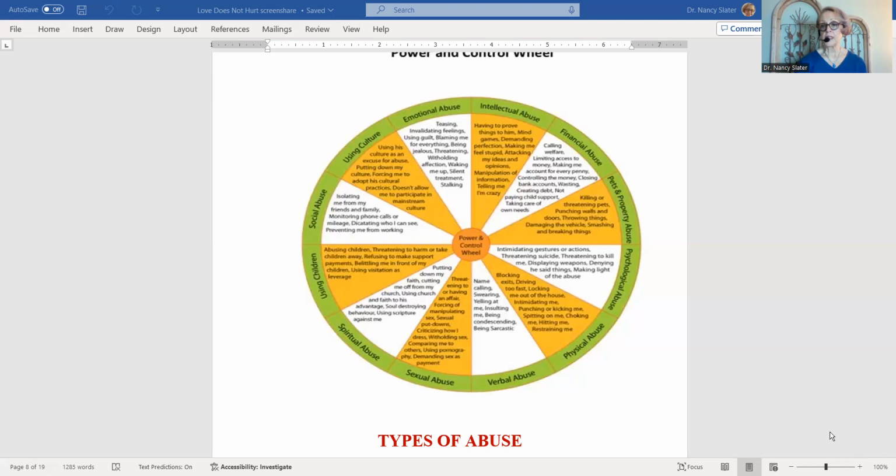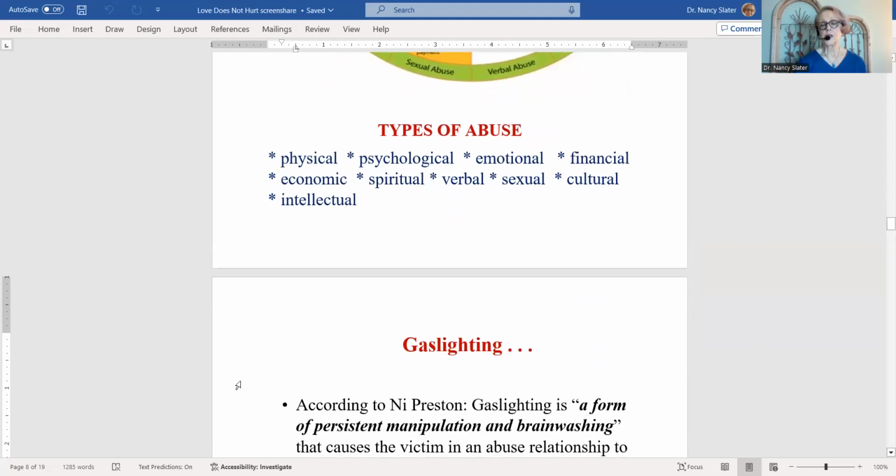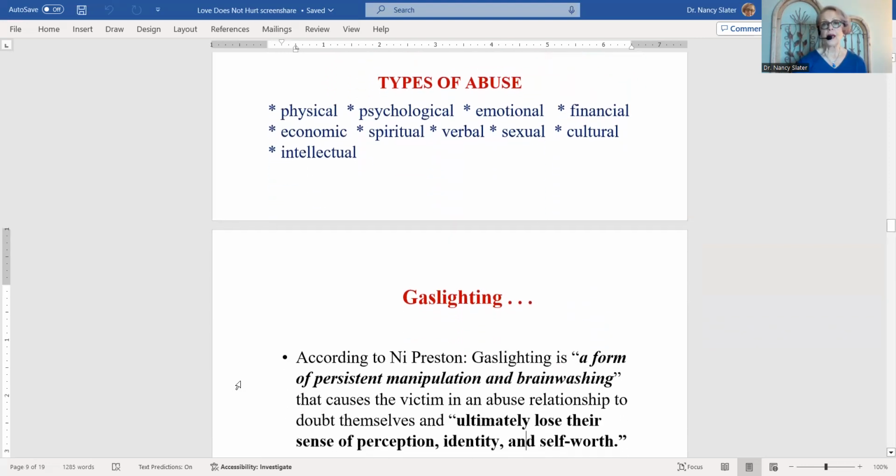I want to lower my screen here. There we go. I appreciate your patience while I learn all these technical steps.